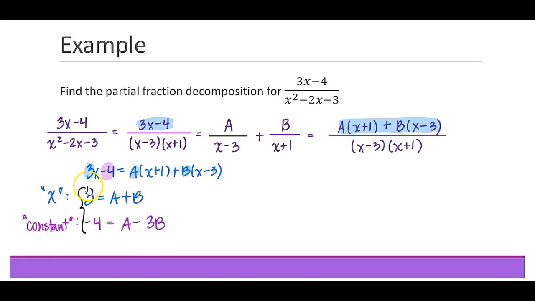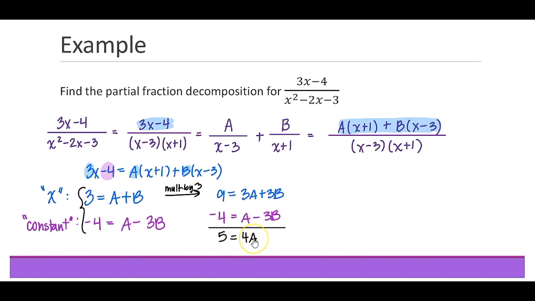I'm going to choose elimination. I'm going to multiply this top equation by a positive 3 so that when I add it to this bottom equation, it will cancel out my b terms. So here I'm going to multiply by positive 3. My new top equation is going to be 9 equals 3a plus 3b. My bottom equation is still negative 4 equals a minus 3b. So when I add these together, I'm going to have 5 is equal to 4a.